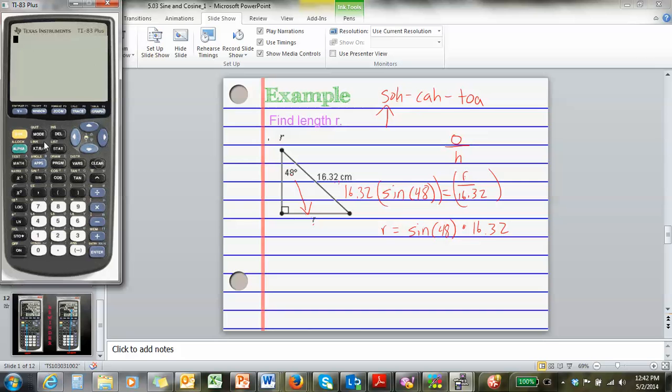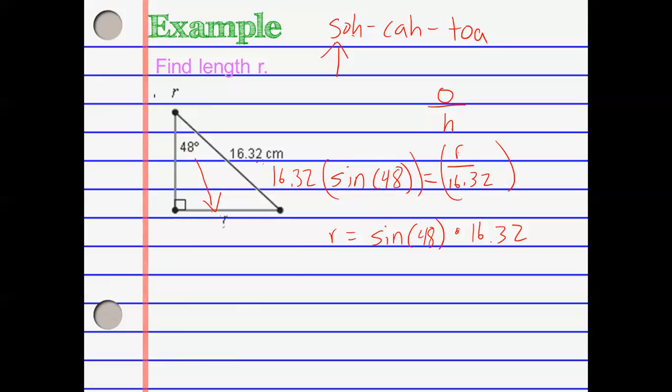Again, as a reminder, make sure you press mode, and you want to make sure that you're in degree mode. So now we have the sine of 48 degrees times 16.32. And that's going to give us basically 12.13. So that's going to be the measure of R. It's going to be this side, 12.13.